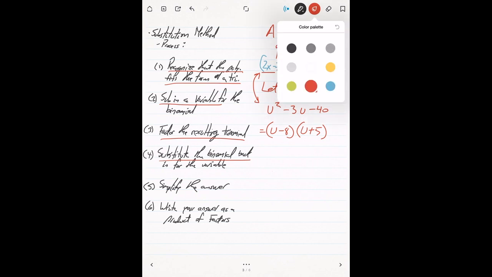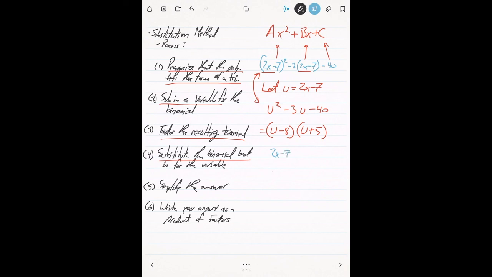So instead of having u minus 8, I can have 2x minus 7 minus 8. And then I can sub back in the 2x minus 7 plus 5. Since I defined what u was, this is the same value as before. So let's simplify our answer. We're going to end up with a 2x minus 15 and a 2x minus 2.